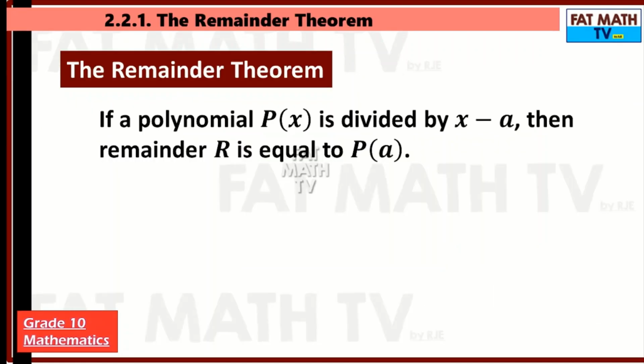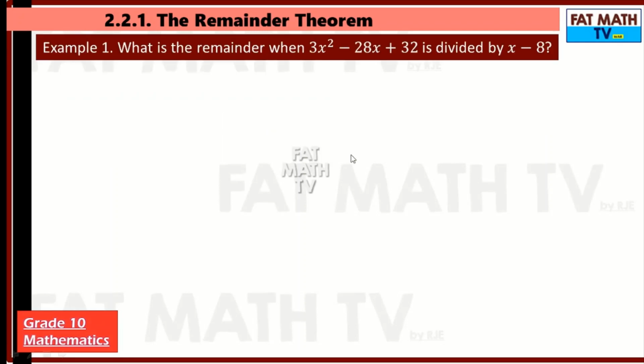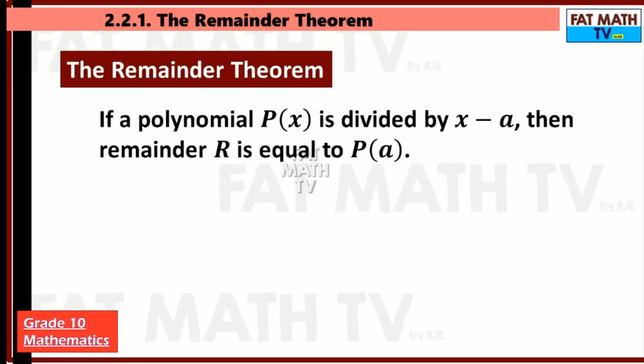The remainder theorem. If a polynomial p of x is divided by x minus a, then the remainder is equal to p of a. Meaning to say, if we are asked for the remainder when a polynomial is divided by a binomial of the form x minus a, where a is a constant, then we just solve for p of a. Meaning to say, we will replace x with a and evaluate the polynomial.